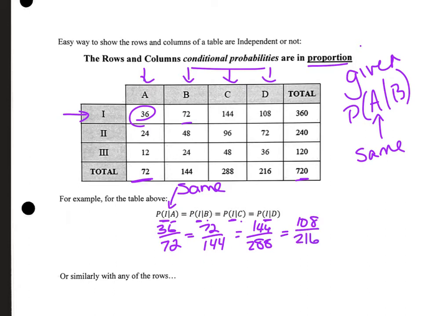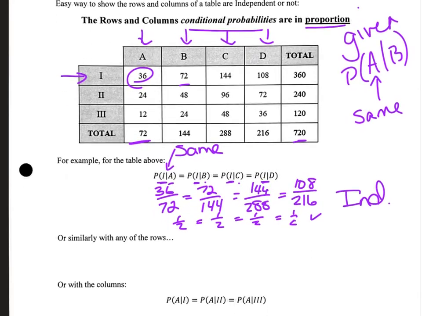Are these the same? Well, yes. But if you're not sure, you can reduce them all so that they're the same number, or find the decimal equivalent. So these are independent. That's really all you have to do. I usually just pick one row and always do the row because it's easier, but you could do it with any row or any column.